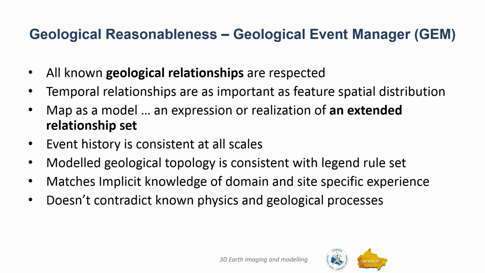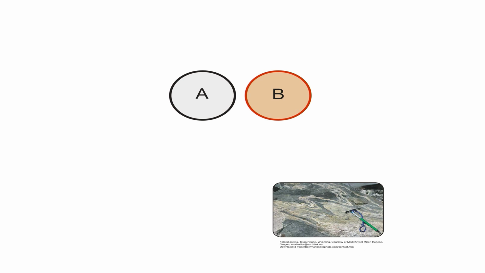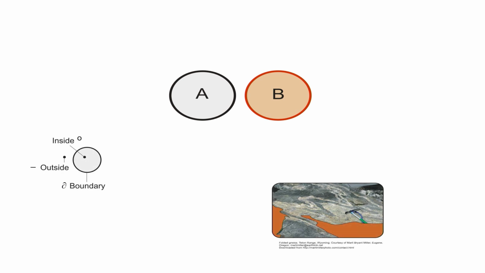And just, generally we try to see the map as an extended set of binary relationships, and that the event history is going to be consistent at all scales, whether we're at the mine scale or a regional scale, and that the things that you see in the map or in the model don't contradict physical processes, geological processes as we know them. So hopefully down the road we can have complex geological environments like this one here in this metamorphic terrain, and we'll be able to start to move into encoding these relationships in a much more exact manner. We have tools to do this from mathematics.